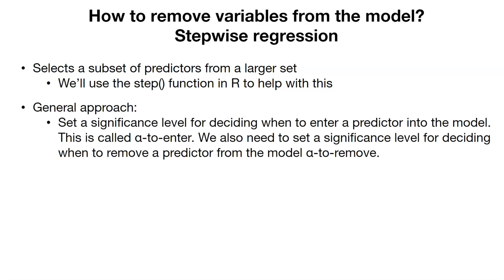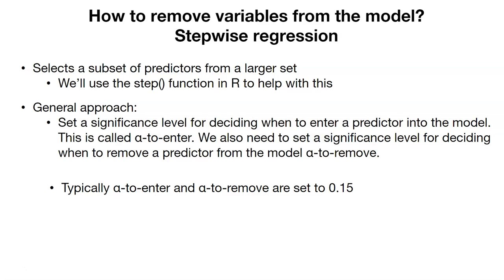So what's the general approach? The general approach is to first set a significance level for deciding when to enter a predictor into the model. We can call this the alpha to enter variable. We also need to set a significance level for deciding when to remove a predictor. And so we might call this the alpha to remove. Typically these values, alpha to enter and alpha to remove, are not as conservative as, say, a 0.05, but we tend to be a little bit more liberal in terms of how we might enter variables into models and remove them. And so we typically set them to 0.15 as one common value.